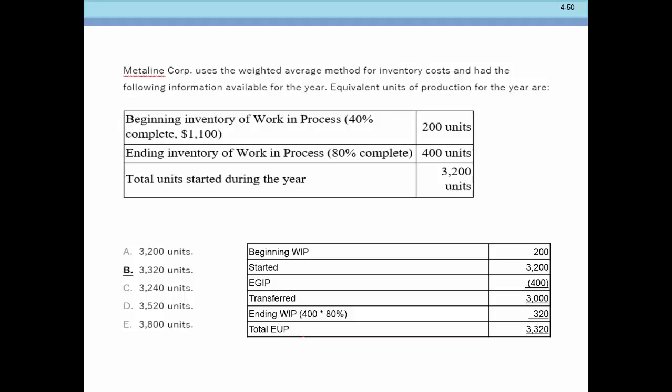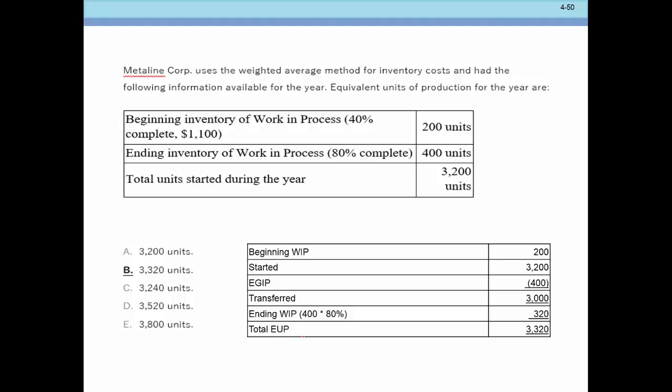Maybe I'm reading the question wrong. Why did you use the 40%, not the 80%? Well, I didn't use the 40% because this is the weighted average method. And under the weighted average method, I give myself credit for having done all that work on those units, no matter how far. Even if they were 90% done at the beginning of the period, I give myself credit for having done all of that work this period. So I ignore that 40%. I assume I did 100% of that work this period.